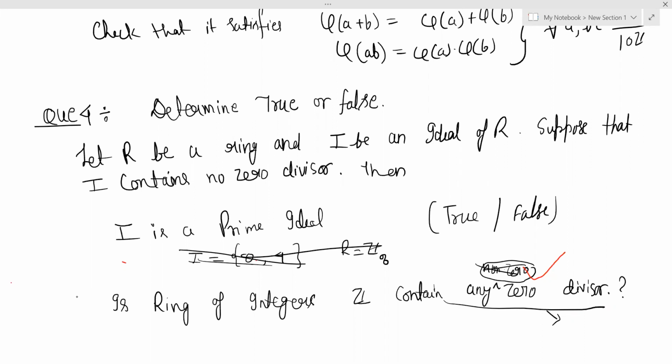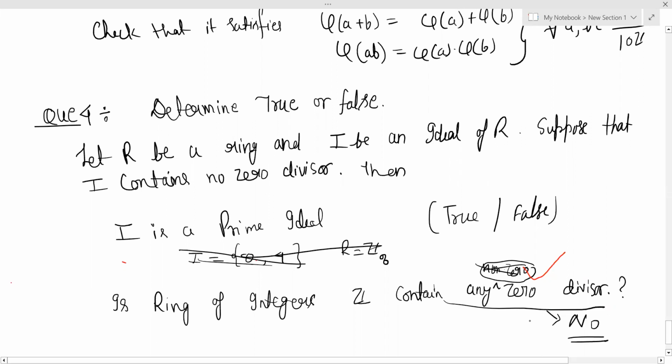Take two non-zero integers, can their product be 0? No. Okay, so why are you taking this much time? Take two non-zero integers, can their product be 0? No.